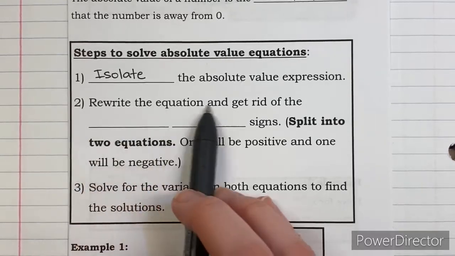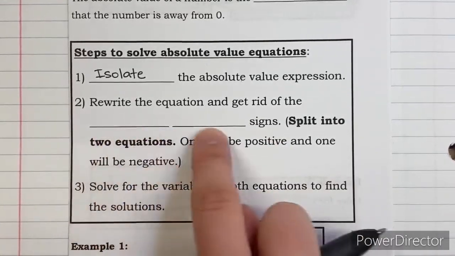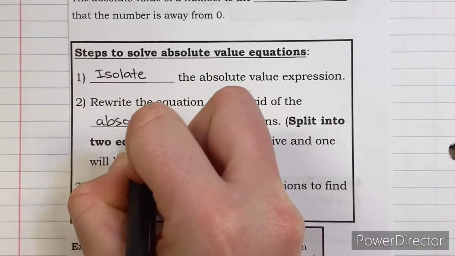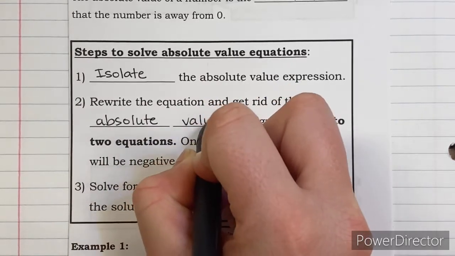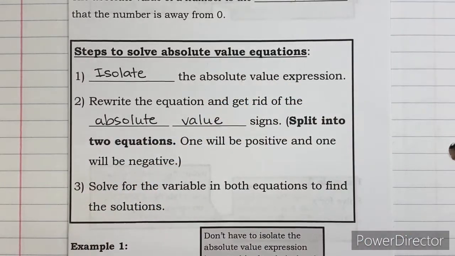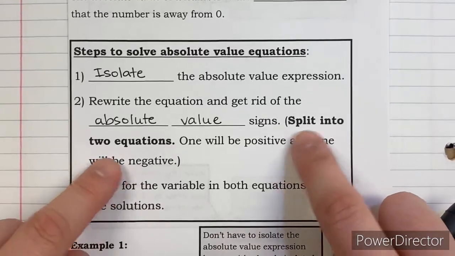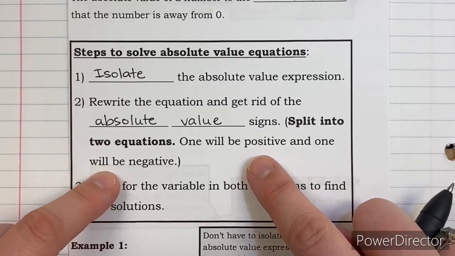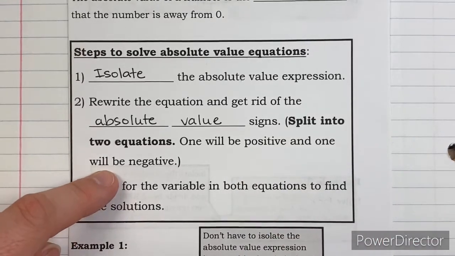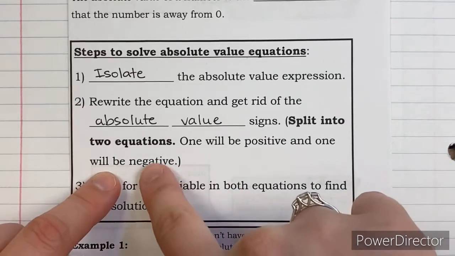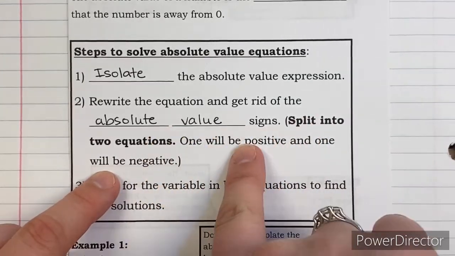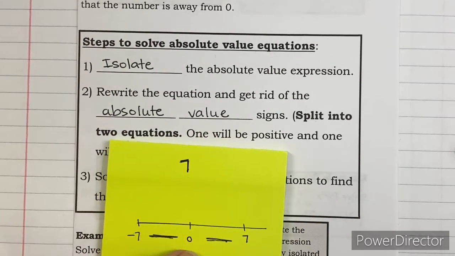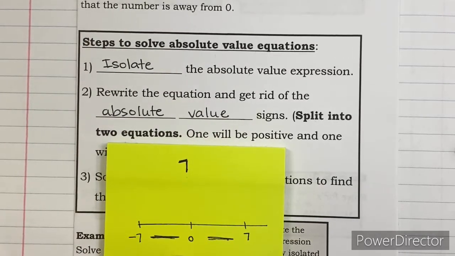Step 2 is rewrite the equation and get rid of the absolute value signs. And then I have in parentheses right here, and it's in bold, split into 2 equations. One will be positive and one will be negative. I'm going to talk to you a lot more about that when we get to our example problems. But this is where the distance thing comes into play. So in order to get rid of the absolute value signs, like let's take a look at this 7 example that I did earlier, you have to address both of them.